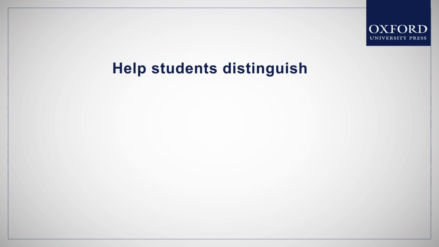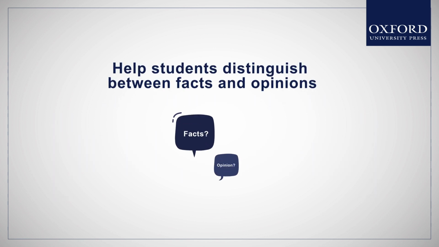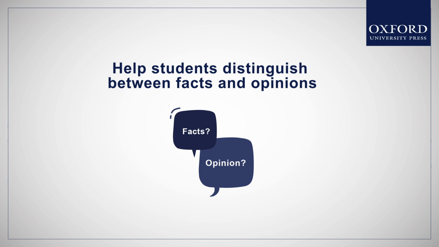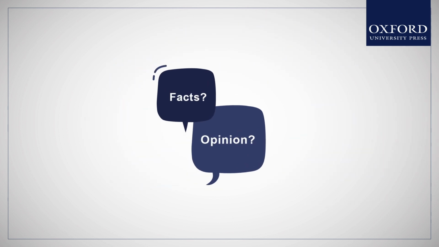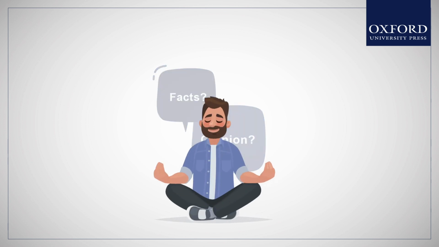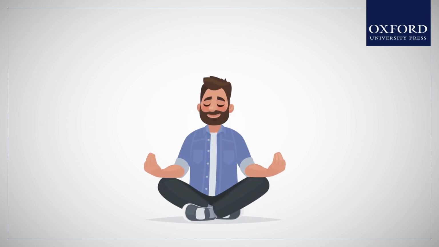You could also help students distinguish between facts and opinions. So the example given on the screen is pizza is the best food. That might be my opinion, but someone else might not agree with that. What is the difference between a fact and an opinion? A fact can't be argued with. For example, human beings need air to breathe, or human beings need air to live. Or you can frame it differently and say human beings need to breathe air to live.